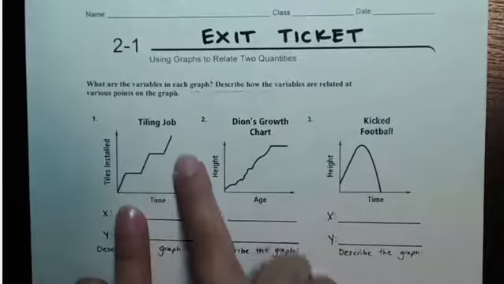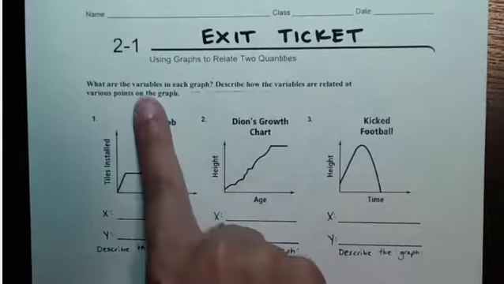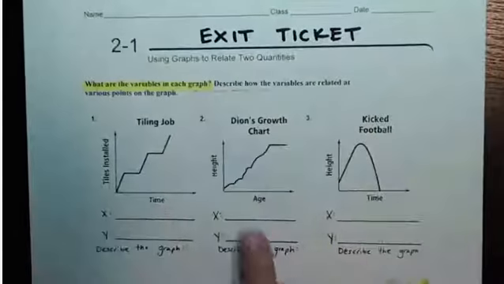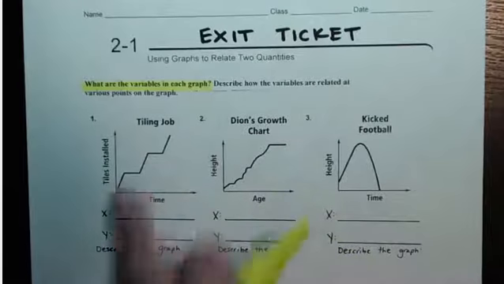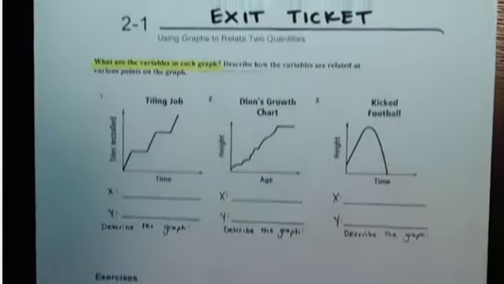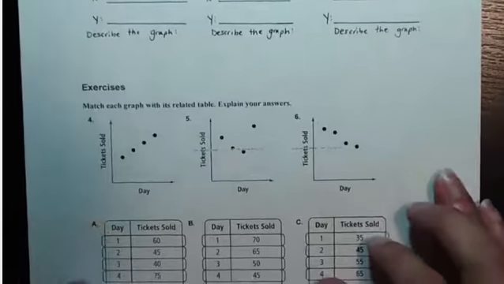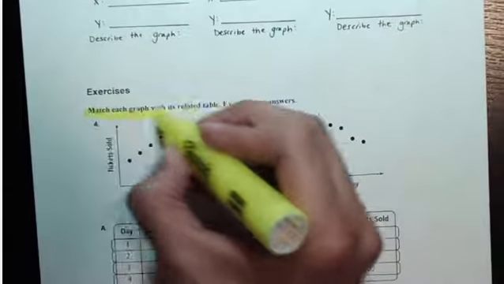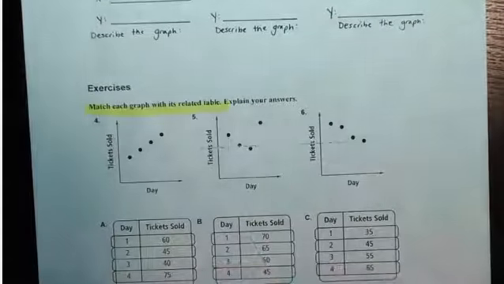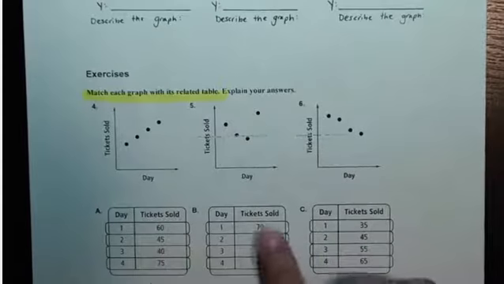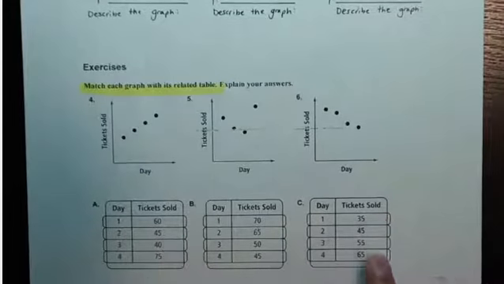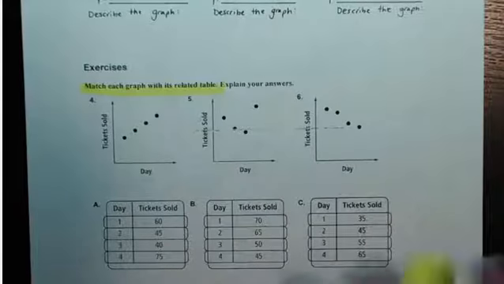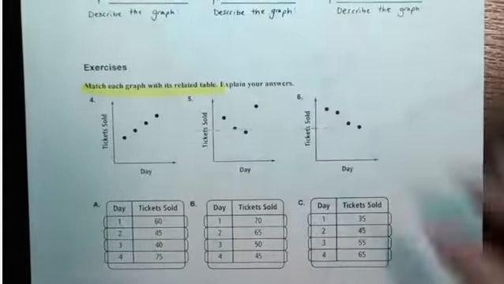Okay, 1, 2, and 3, these are all continuous graphs. I want you to tell me what are the variables in each of the graphs. So I set it up for you, x and y variables for each. And then I want you to describe what happens to the graph with analyzing it. Okay? And then 4, 5, and 6, again, you're just going to match each graph with the table. You don't need to explain anything, but I do want to see how you were thinking. So make your little carets and tell me if it was going up or down, and that will help you describe which graph is related to the table.